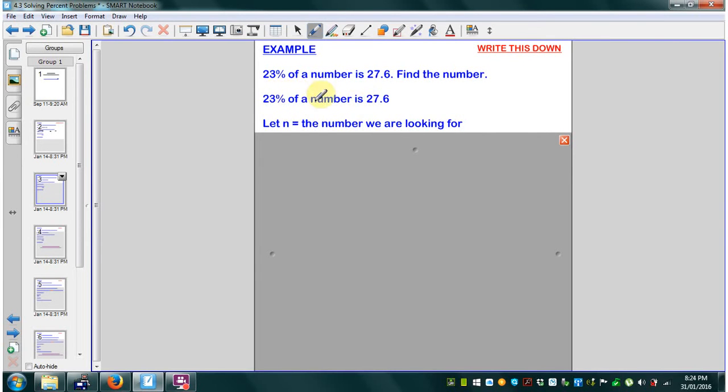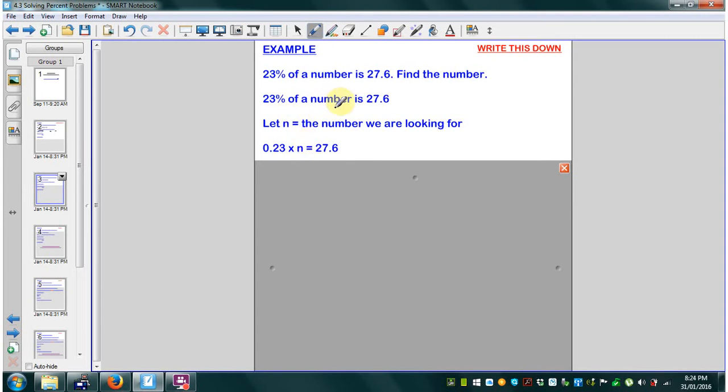Alright, so now I'm going to take this sentence and write it out using math. So our first step, 23% is changed to a decimal. So it's 0.23. Of is times. A number is now represented by n. And is equal to. So 0.23 times n equals 27.6.